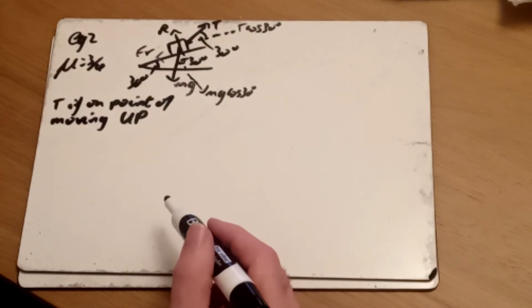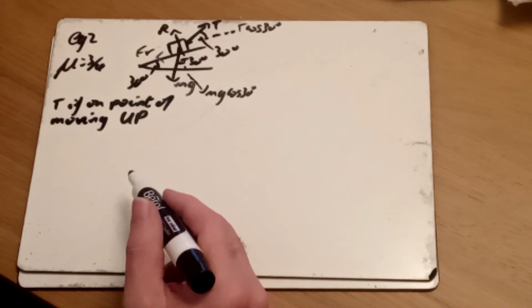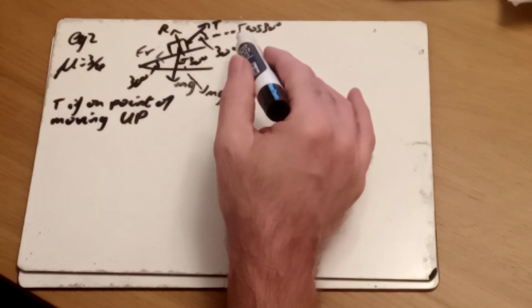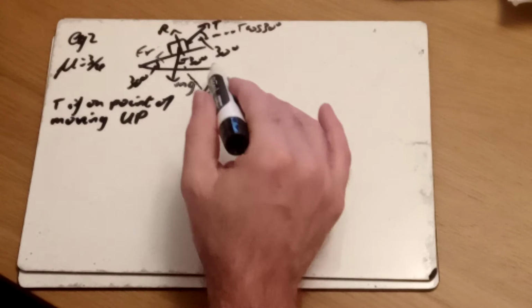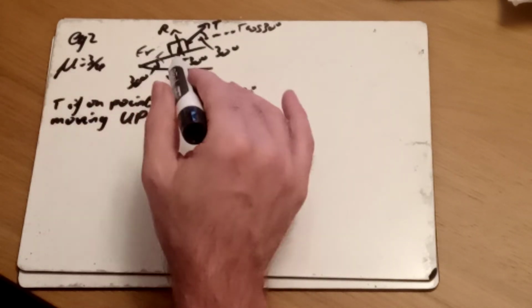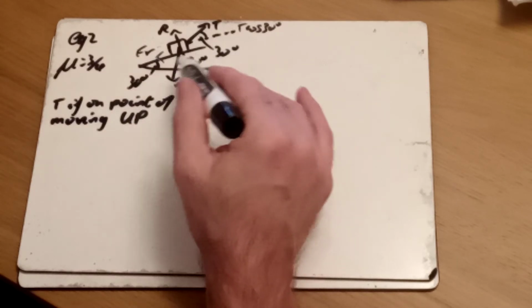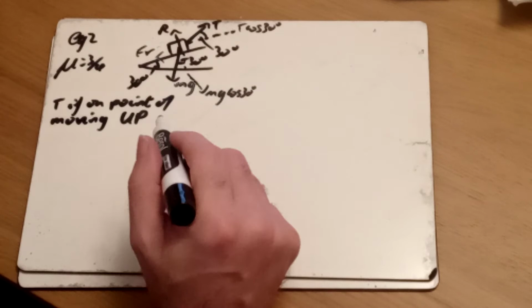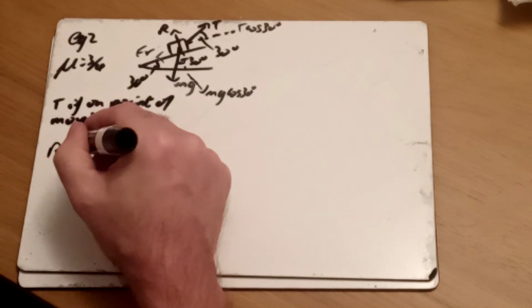So let's have a look what I've got then. It's going to be very similar to what I had before. I'm going to resolve to find friction in terms of T, resolve that way to find reaction in terms of T, use friction equals mu R to get an equation with T and solve it. I don't think m is going to cancel out, so I'm going to be left with T in terms of m.